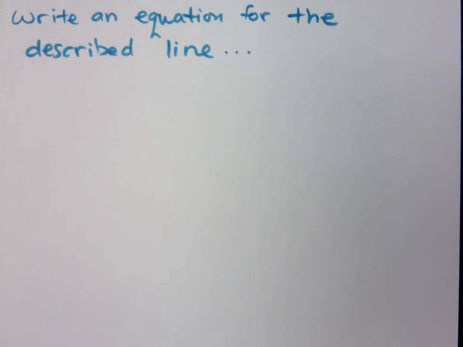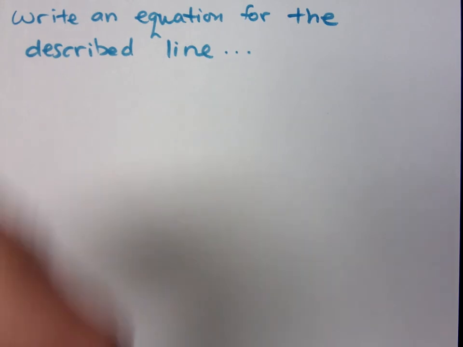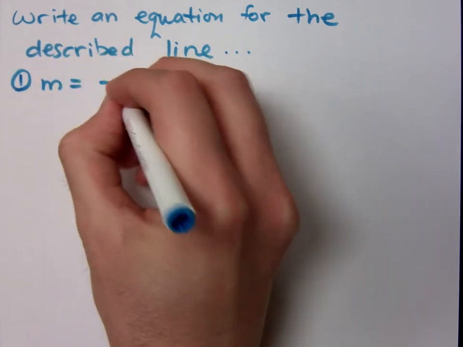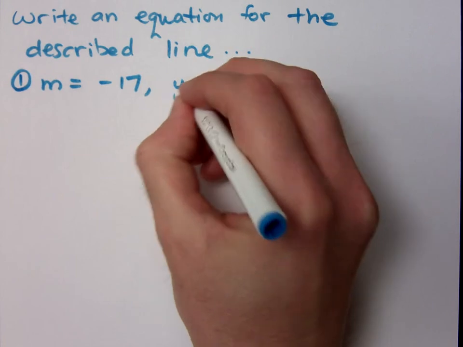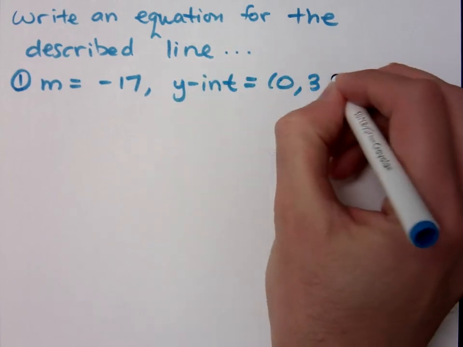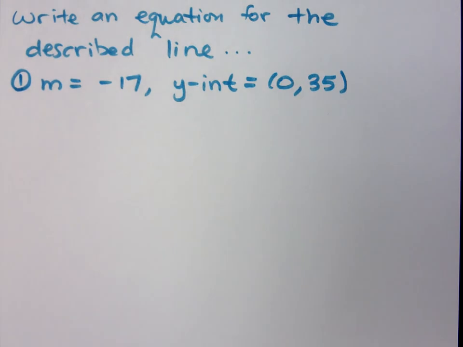We're going to be writing equations for lines with given information. So if I tell you that the slope of a line is negative 17 and the y-intercept is (0, 35), could you write the equation of a line? Yep. Right, we're just going backwards here. I'm giving you the slope and the y-intercept, and where does that slope and y-intercept come from normally when we're trying to identify it?